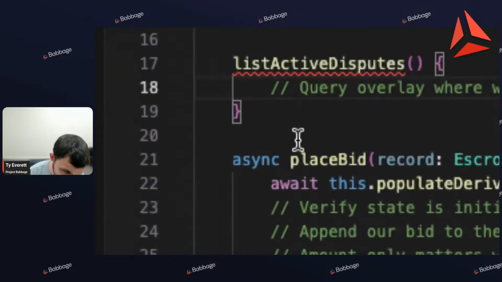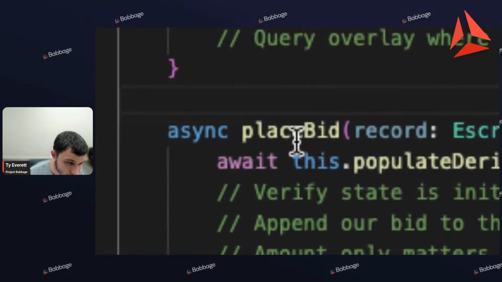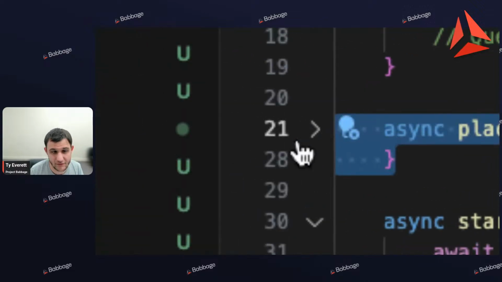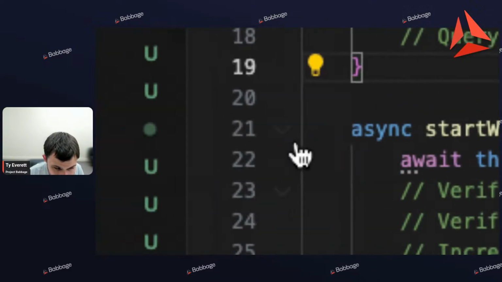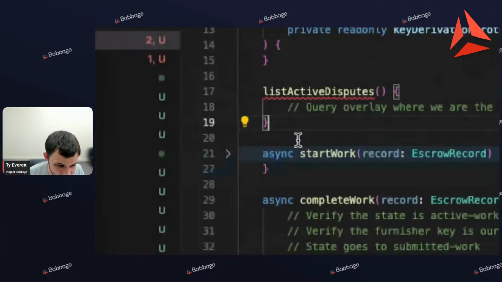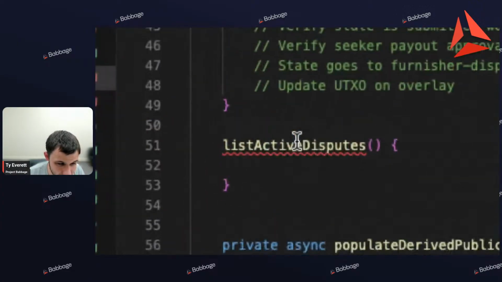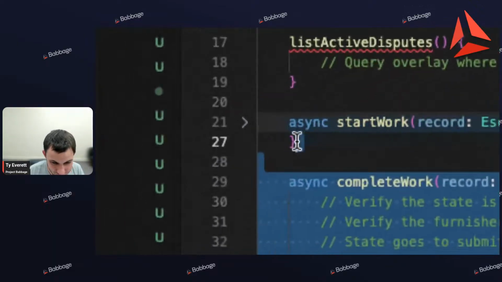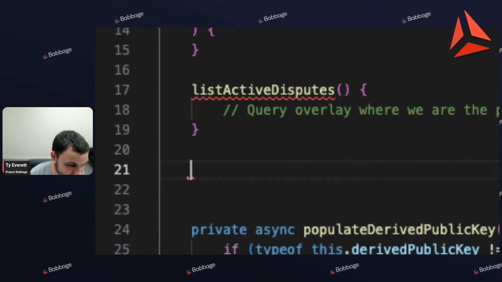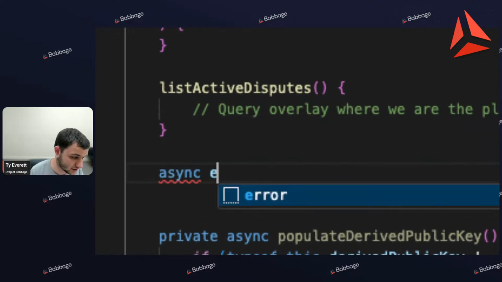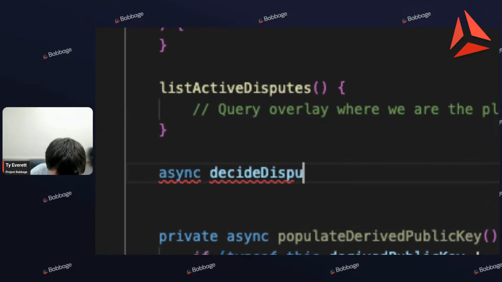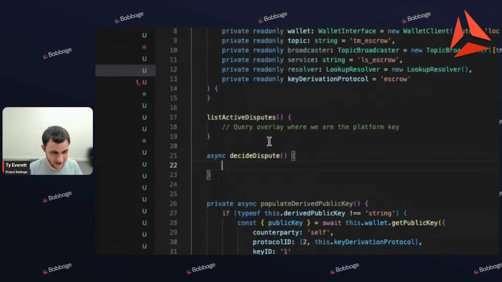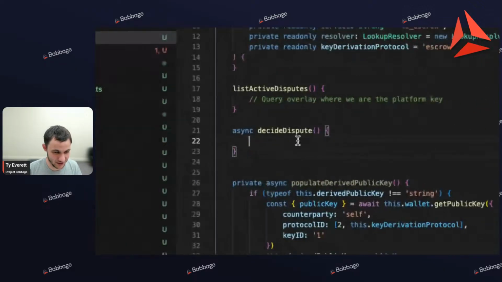Where we are the platform key. Place bid. Nope, doesn't exist. Right? I can adjudicate a dispute. That's the only thing I can do as a platform. And I recognize that I already have a function called list active disputes. Decide dispute. Now I know that I've used a lot of very complicated long variable names, but I'm not going to try to spell adjudicate.